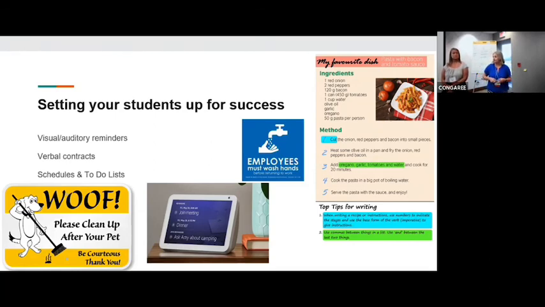And having those schedules and to-do lists, like we said, and even teaching your kids how to make their own schedules and to-do lists, right? They need to learn how to do that because they're not always going to have you there to make it for them. And then there's just an example of a recipe too, because again, I definitely need that when I cook.